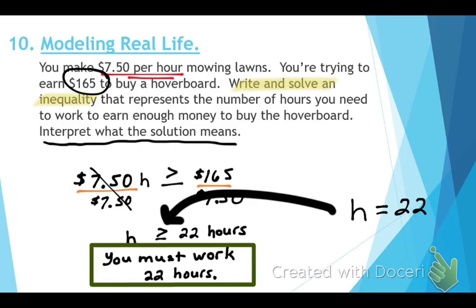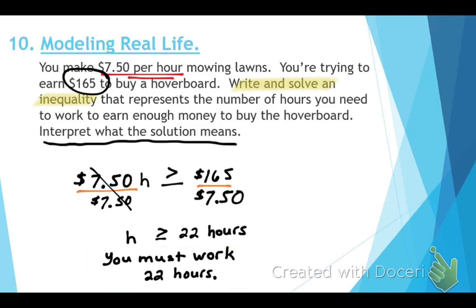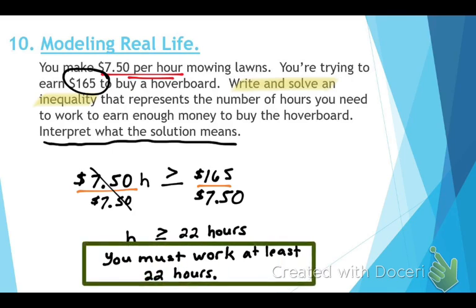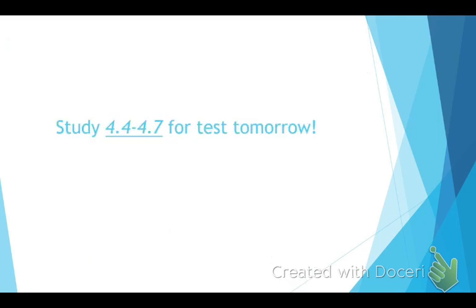So you need to say you must work 22 hours or more. What's another way that I could say that? You must work at least 22 hours. Okay, so if you tell me it's exactly 22 hours, that will not be correct. You must work at least, or you must work 22 hours or more. Okay, I hope that helped you a little bit for your test tomorrow.